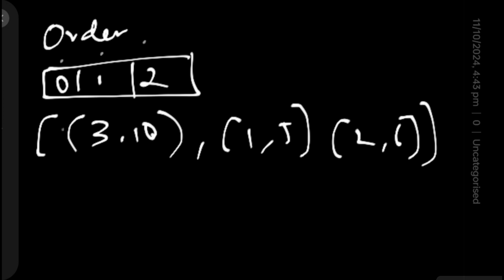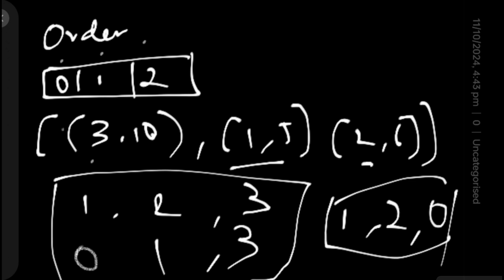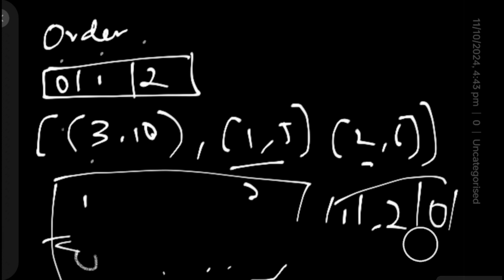We have to sort the order in such a way that the friend with the lowest arrival time comes first. Friend 1 has the lowest arrival time, so he will come first. After that, the second friend comes. The order will be 1, 2, 0, as friend 1 has the lowest arrival time, friend 2 has the second lowest arrival time and friend 0 has the highest arrival time, in such a way that the order is sorted.